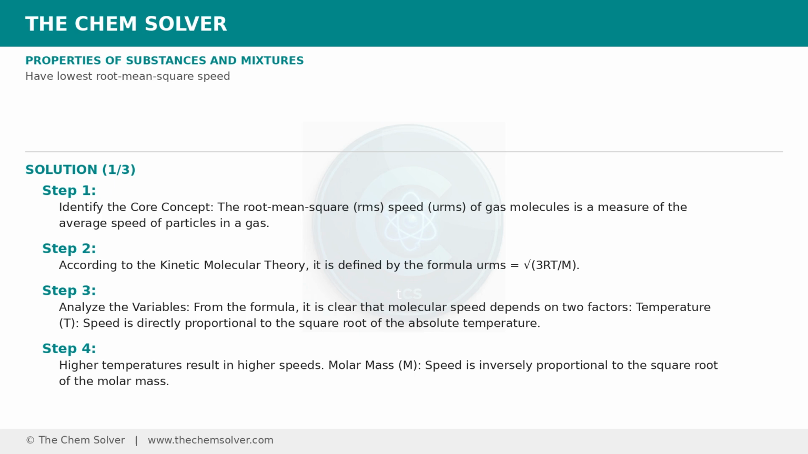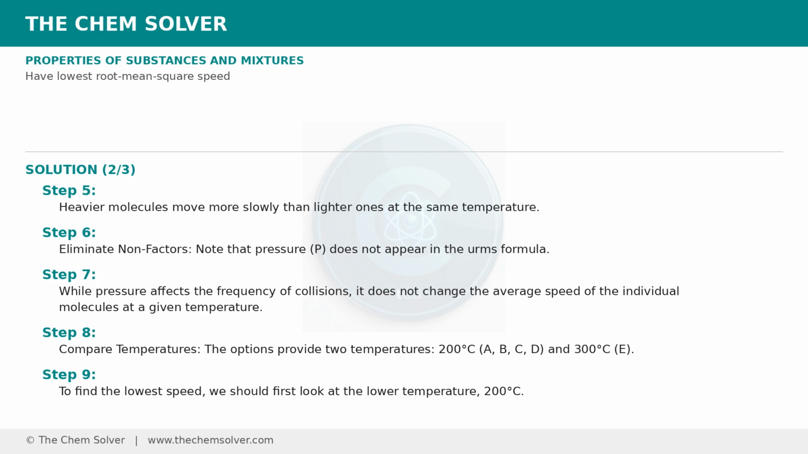Analyze the variables. From the formula, it is clear that molecular speed depends on two factors. Temperature, T: speed is directly proportional to the square root of the absolute temperature. Higher temperatures result in higher speeds. Molar mass, M: speed is inversely proportional to the square root of the molar mass. Heavier molecules move more slowly than lighter ones at the same temperature.